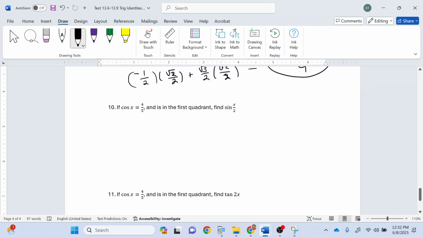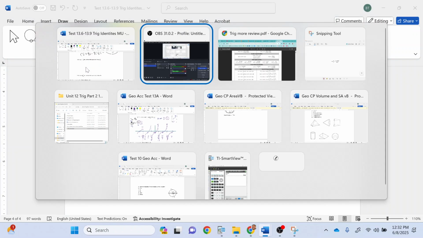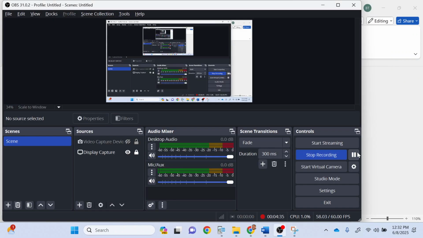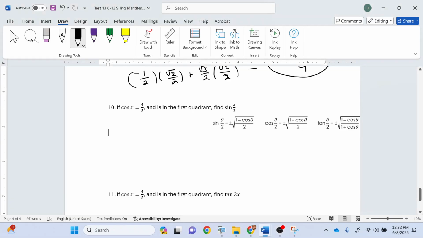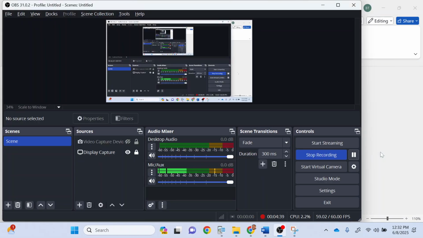All right, if cosine x is 4 over 5 and x is in the first quadrant, find sine of x over 2. So we're going to need a half angle formula for this. I'm going to pause and pull out the half angle formulas. All right, welcome back. Test, test, test. Is it working? Looks like it.